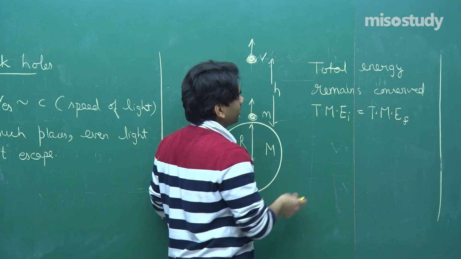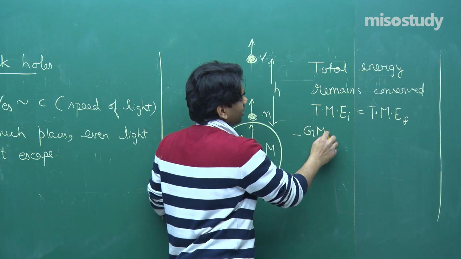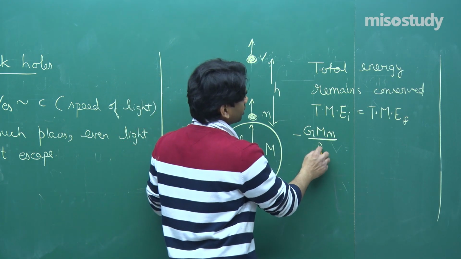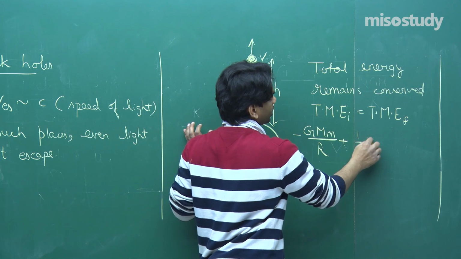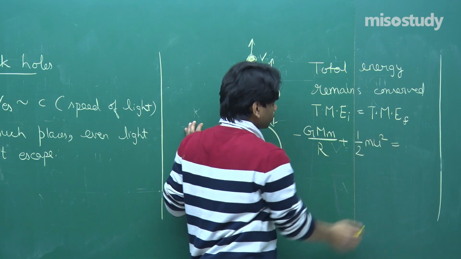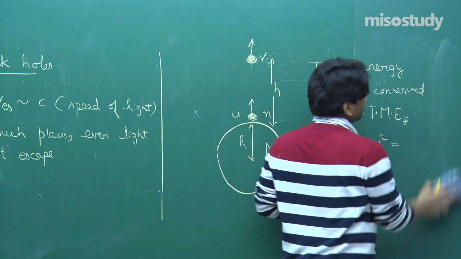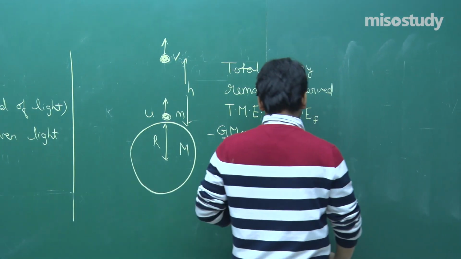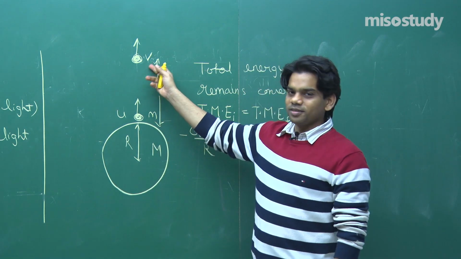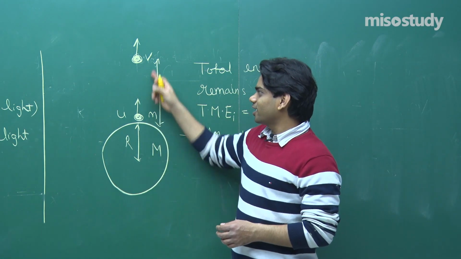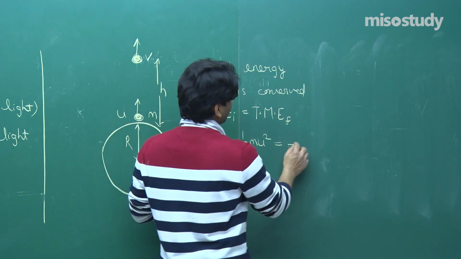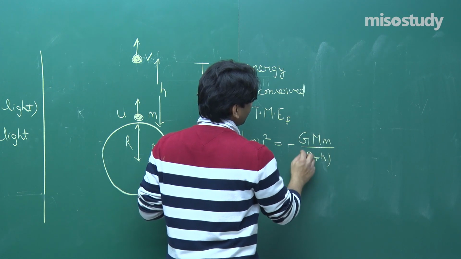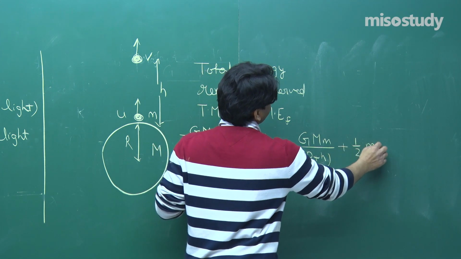From here, see what you are going to obtain. You are going to obtain minus GMm divided by the radius R, which is the initial potential energy, plus initial kinetic energy, half m u square, is equal to, see here, the next equation equating the potential energy and kinetic energy. Here the speed attained is v, so kinetic energy will be half m v square, and the height attained is h. So potential energy will become minus GMm divided by R plus h, plus half m v square.